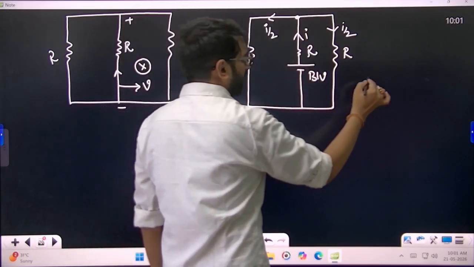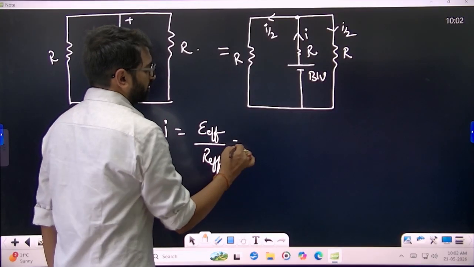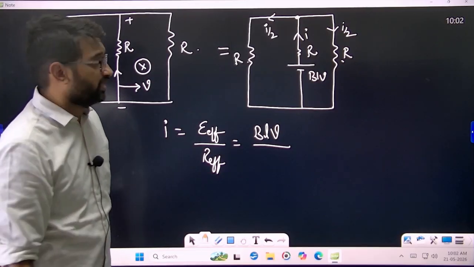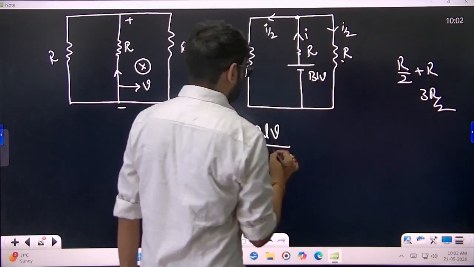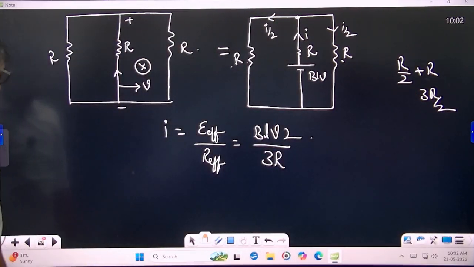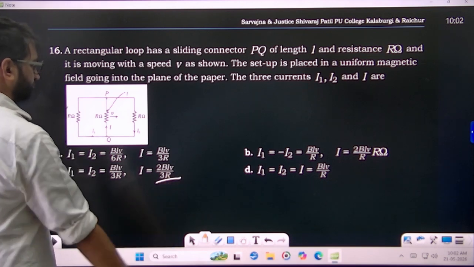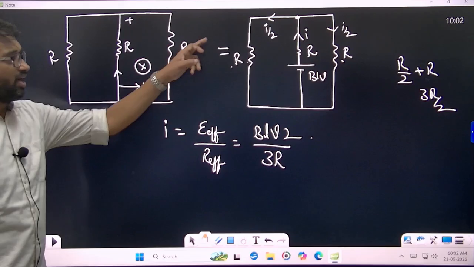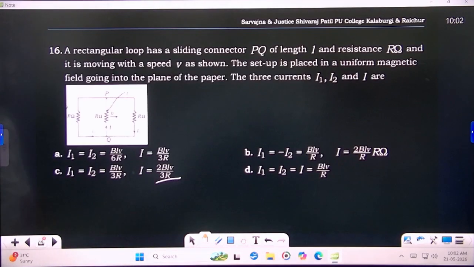If we are able to find I, then I by 2 will give you the current through these two. So how do you get I? I is nothing but total EMF, that is BLV, E effective, divided by R effective. So E effective is BLV. For R effective, these two are in parallel. R and R in parallel gives R by 2. That R by 2 and this R are in series. So R by 2 plus R, which is 3R by 2. So the value of I we got is 2 BLV by 3R. Only one option matches, so this has to be the answer. And if we need these currents I1 and I2, they are I by 2 each. Whatever answer you got, just divide it by 2. So that will turn out to be BLV by 3R. I1 equals I2 equals BLV by 3R.